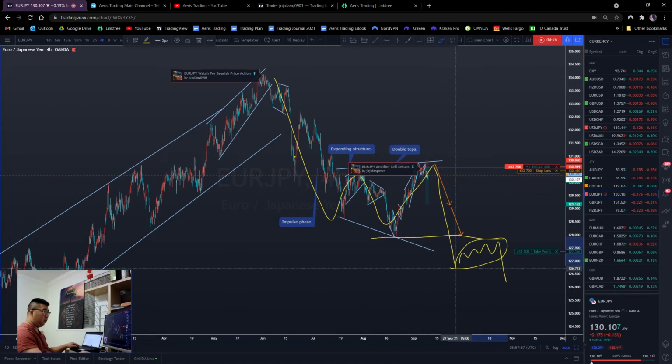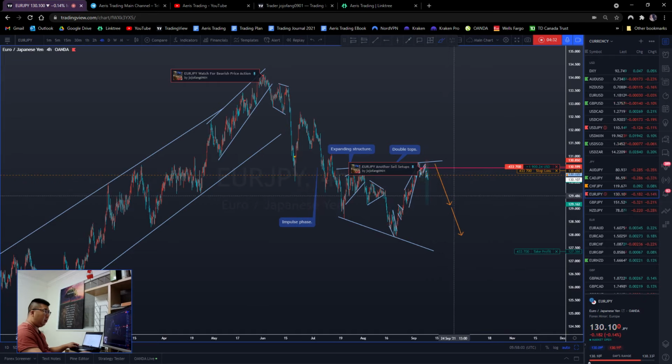And I might look to keep this in the original position, scaling into this position if so, or I might even look for a potential entry somewhere in the middle, which we will take a look at later from a backtesting point of view. But that is how I see Euro Yen.